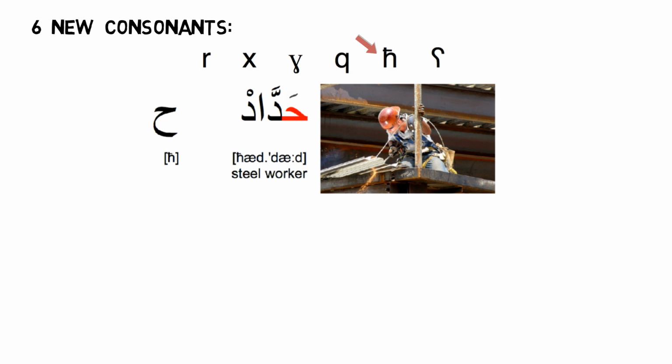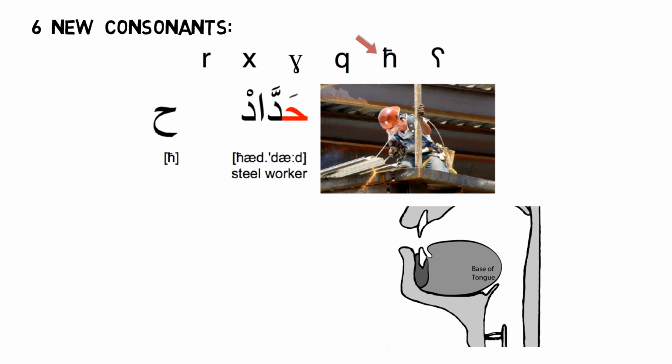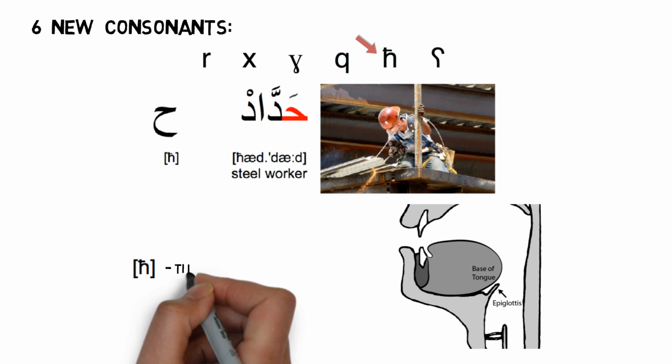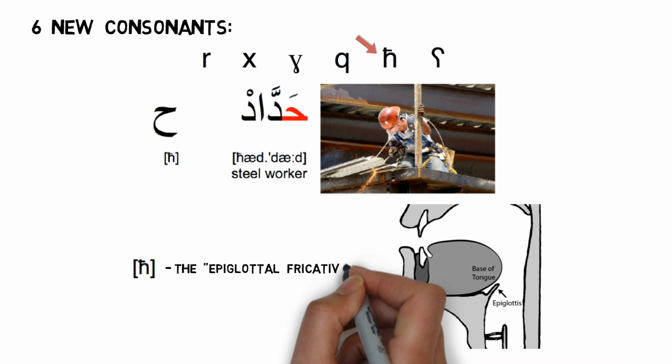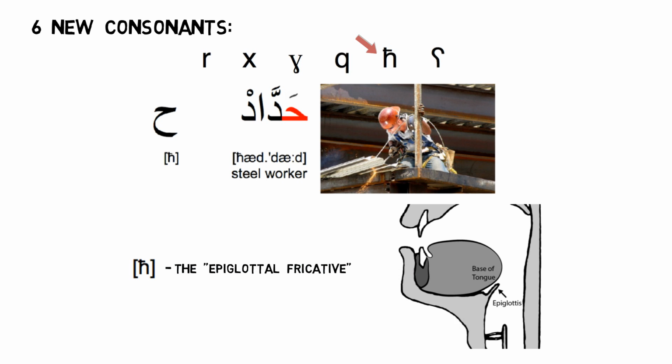You see, this consonant is made way down in your throat, down past your tongue. This is your epiglottis, and Arabic's ha is made by constricting your throat and epiglottis together, so that the air makes a hissing sound. Now, telling you to constrict your epiglottis is kind of like telling you to flex your spleen. It's just not very useful if you've never done it before and you don't know how to control those muscles.